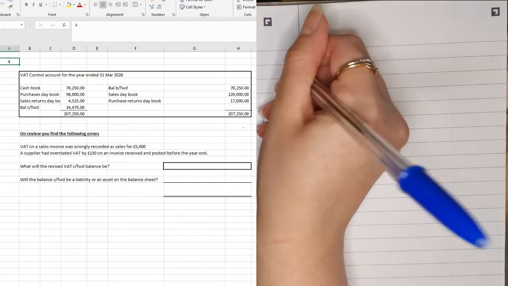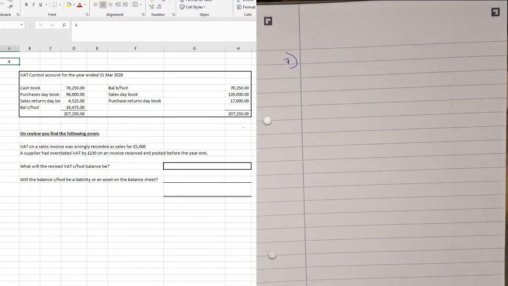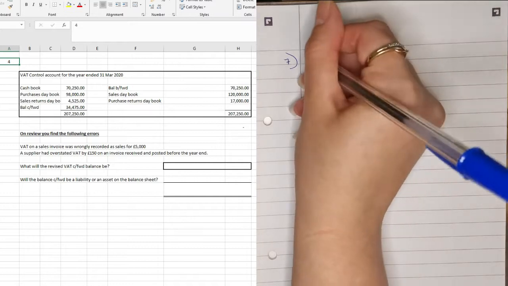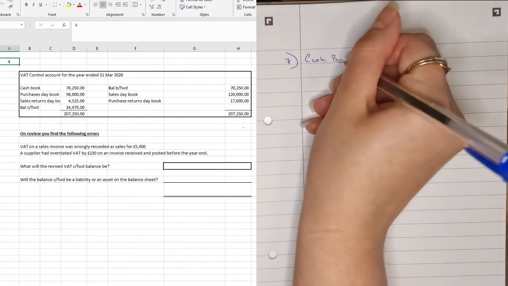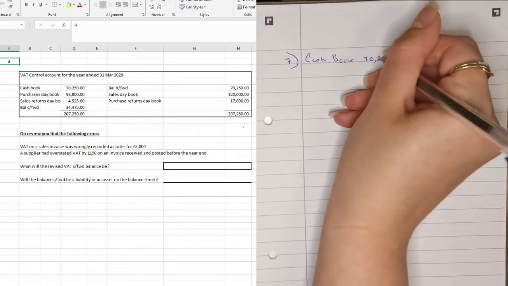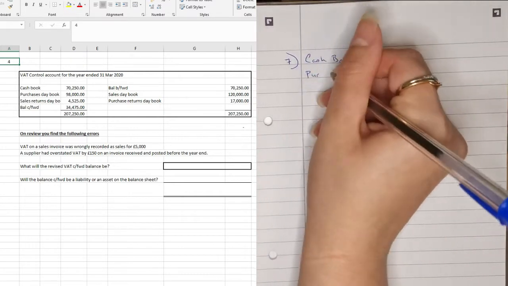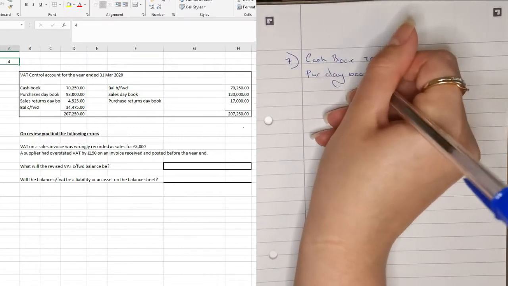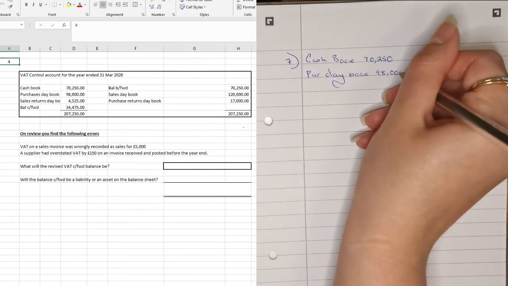So here we're given a VAT control account, and what we're being asked to do is to complete the VAT control account for some errors that have been made. So what we've got, let's just write this out quickly. So we've got the cash book of 7250. We have the purchases day book of 98,000.